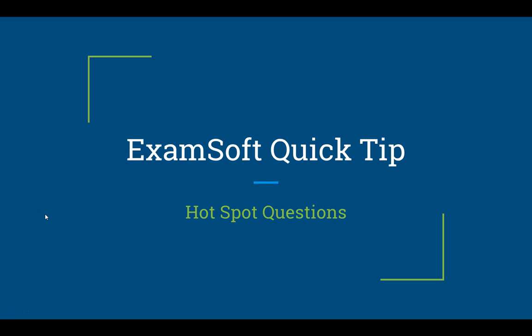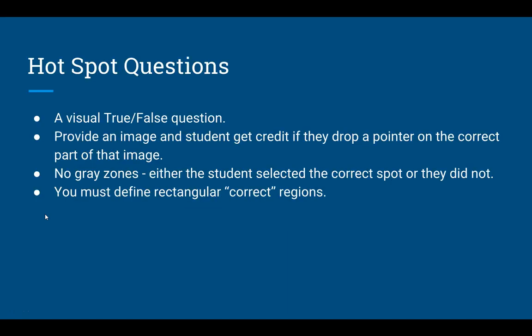This ExamSoft quick tip is about hotspot questions, how to make them and how to use them in ExamSoft. Hotspot questions are a visual true-false question. You provide an image to the student, and in order for them to get credit for that question, they have to drop a pointer on a specific part of that image, the part that you've defined to be correct.